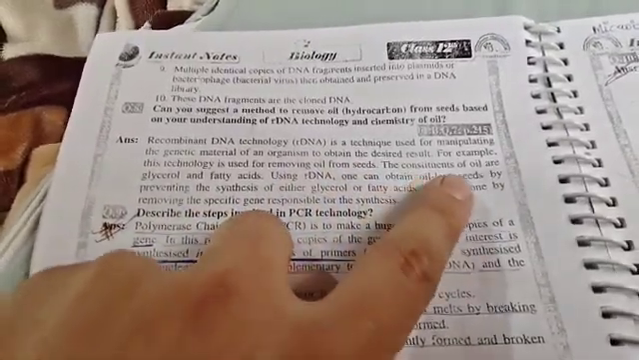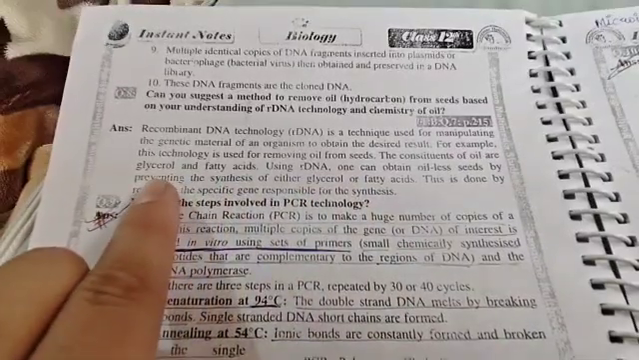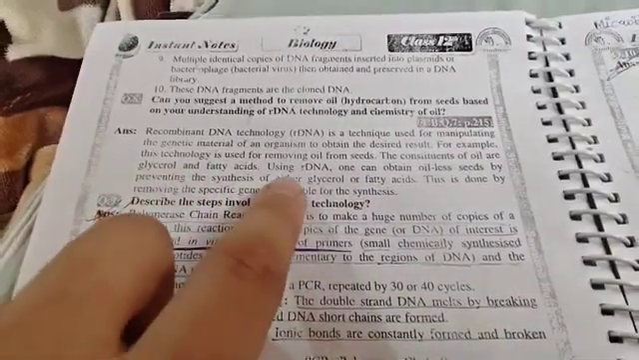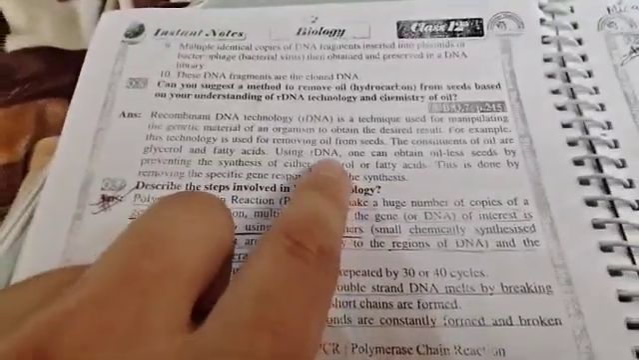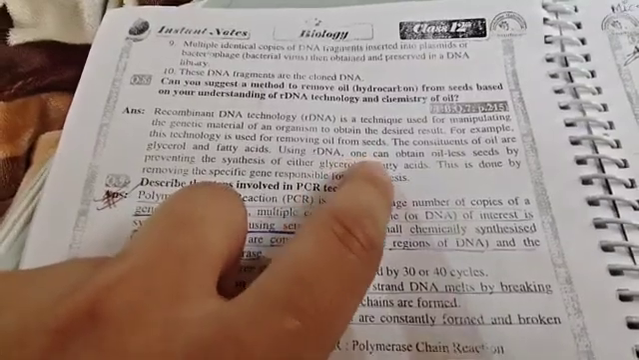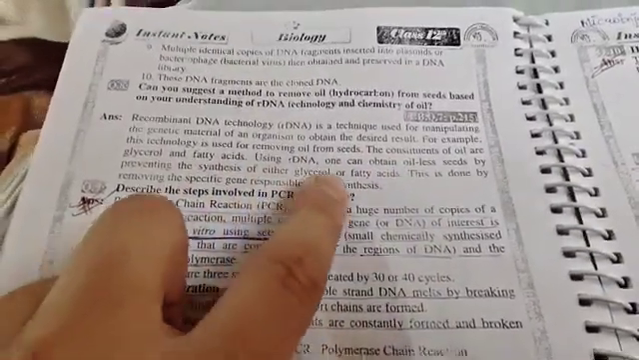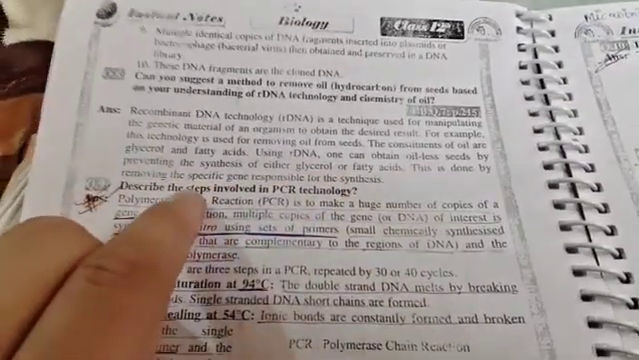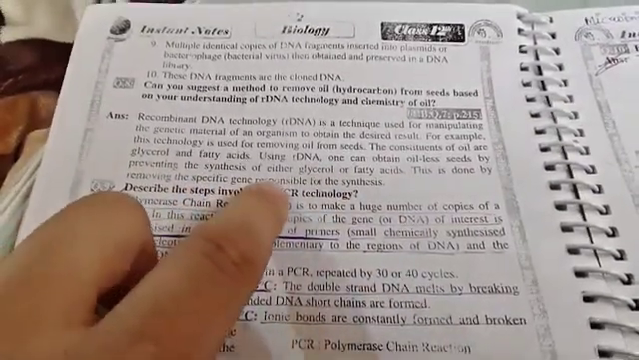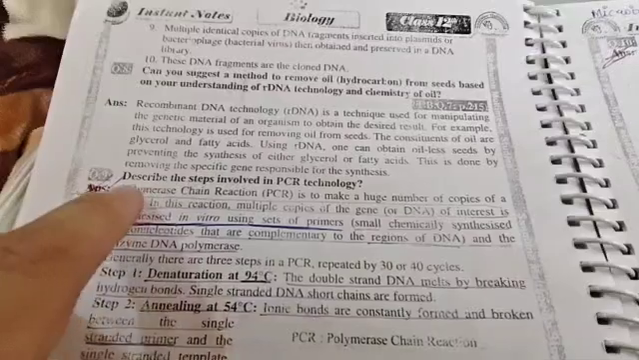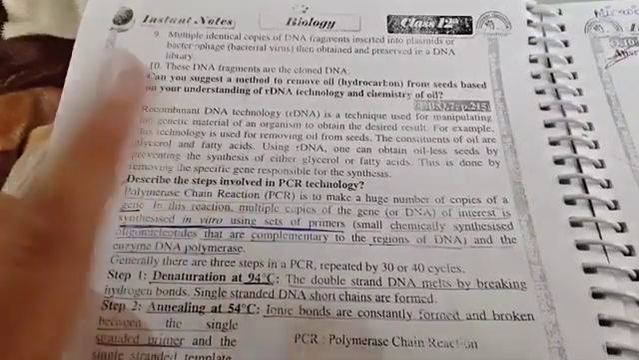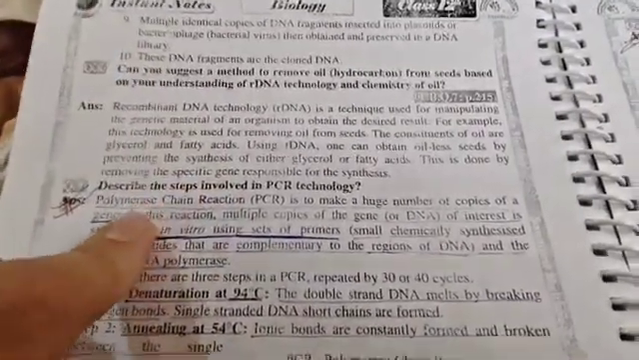from seeds. The constituents of oil are glycerol and fatty acids. Using rDNA, one can obtain oil-less seeds by preventing the synthesis of either glycerol or fatty acids. This is done by removing the specific gene responsible for the synthesis. Describe the steps involved in PCR technology.